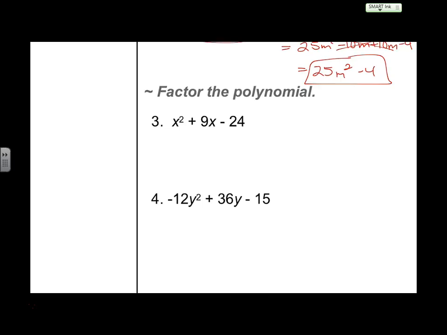Oh, never mind. Good question, let's get to number 3. I'm confusing myself. I'm confused. Let's get to number 3. That's not a bad thing.